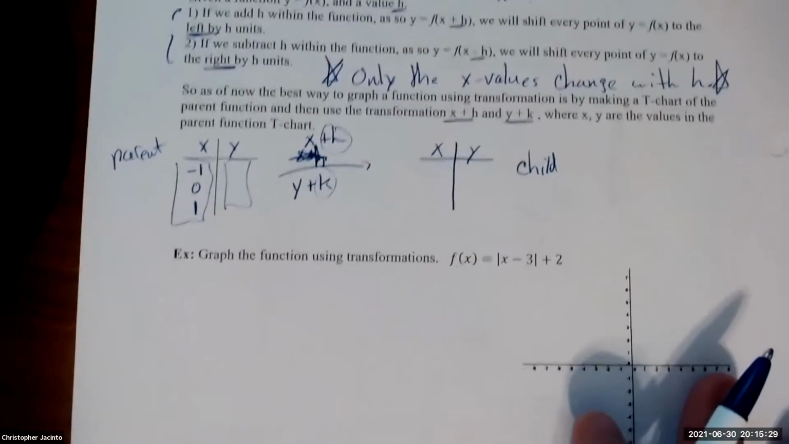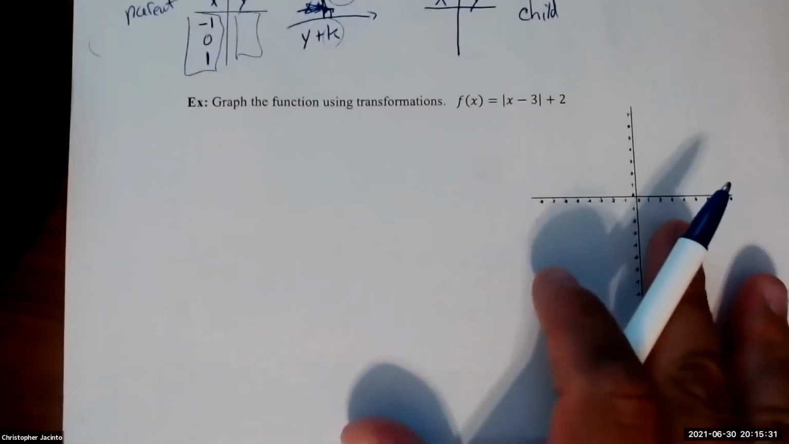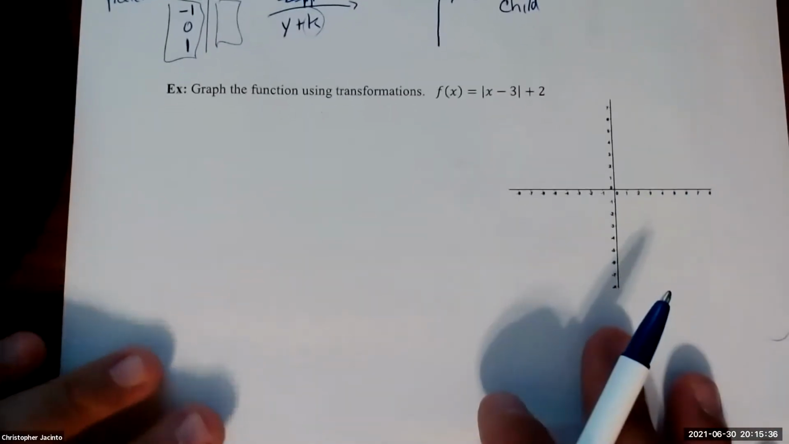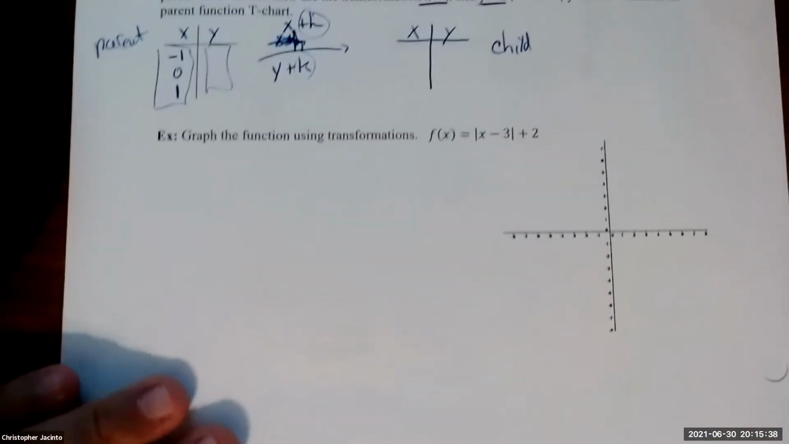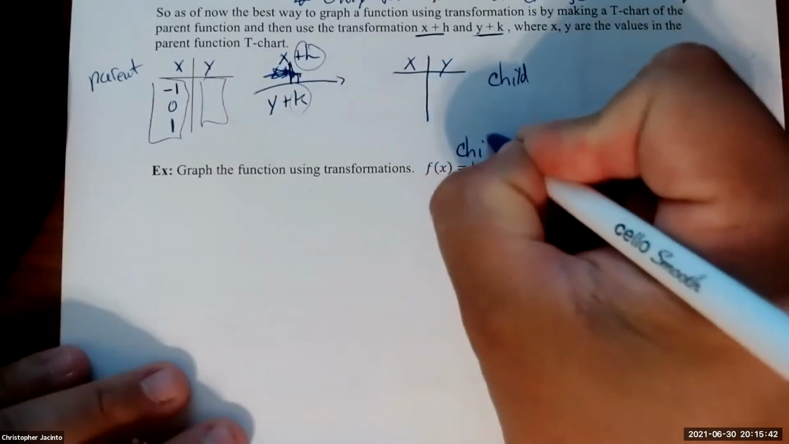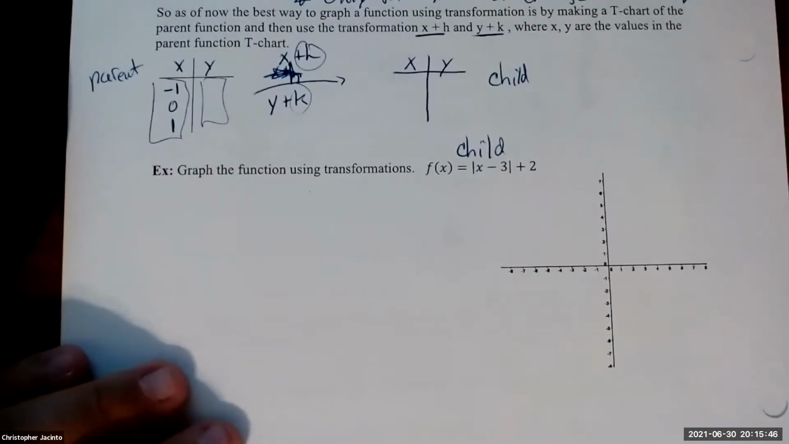So let me give you an example before I ask any questions, so you guys can fully understand this process here. Okay. So let's just do this example so you guys can see how that would work out. Okay, so this is our child function, right? We want to graph the absolute value of x minus 3 and then plus 2.